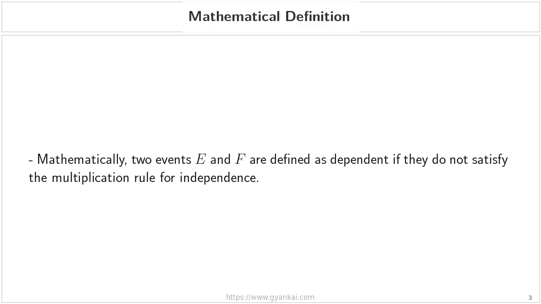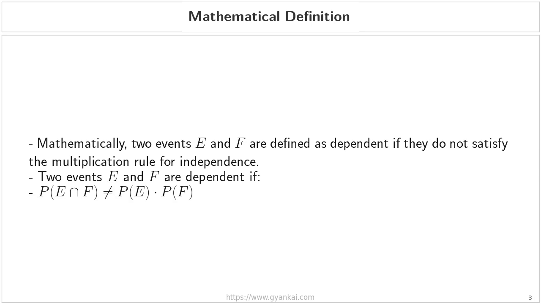Mathematically speaking, we define two events, E and F, as dependent if they fail to satisfy the multiplication rule that we use for independent events. Specifically, you can prove dependency if the probability of E intersection F, which is the probability of both events occurring together, is not equal to the probability of E multiplied by the probability of F. If that equation doesn't balance, you know the events are influencing one another.